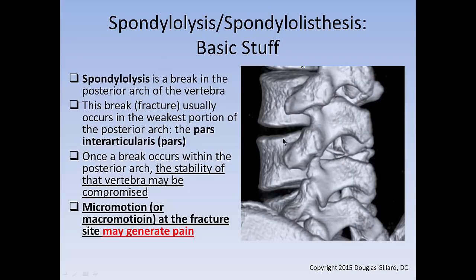So where's the pars intra-articularis? Here. What the heck is this? So this is a reformatted three-dimensional CT scan, which is pretty cool. It's almost like a Scotty dog, like an oblique view. Well, it is an oblique view. So here's the vertebral body.